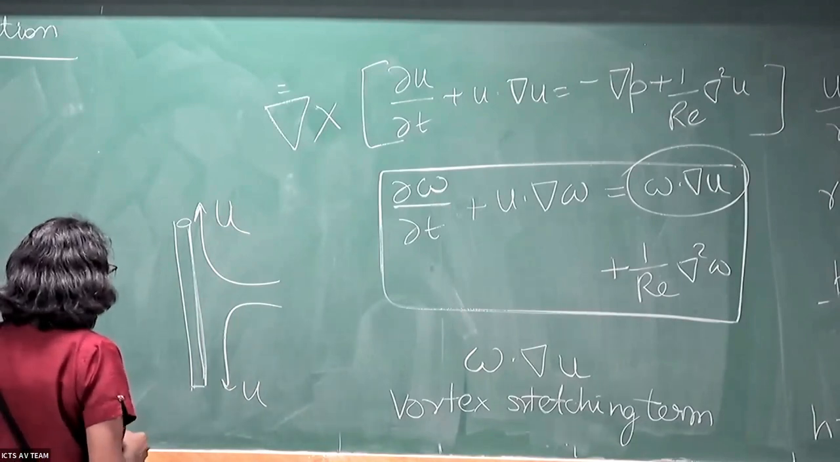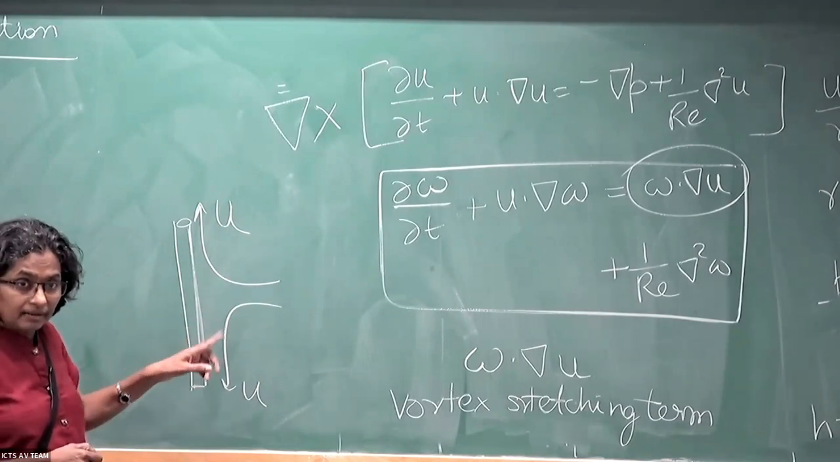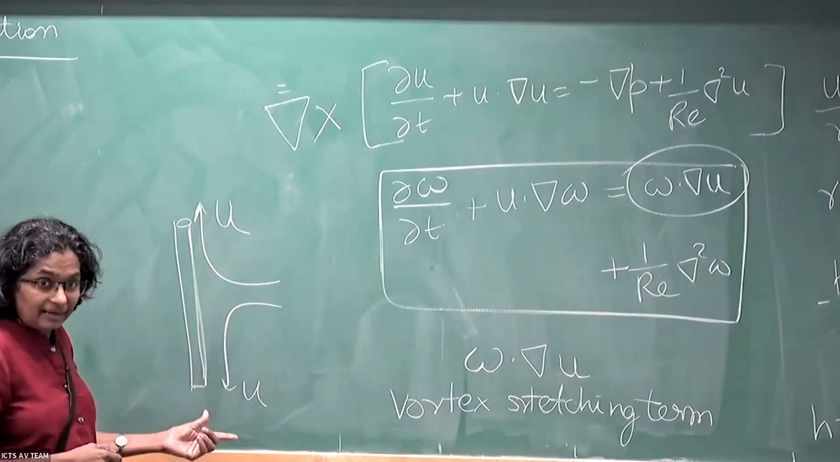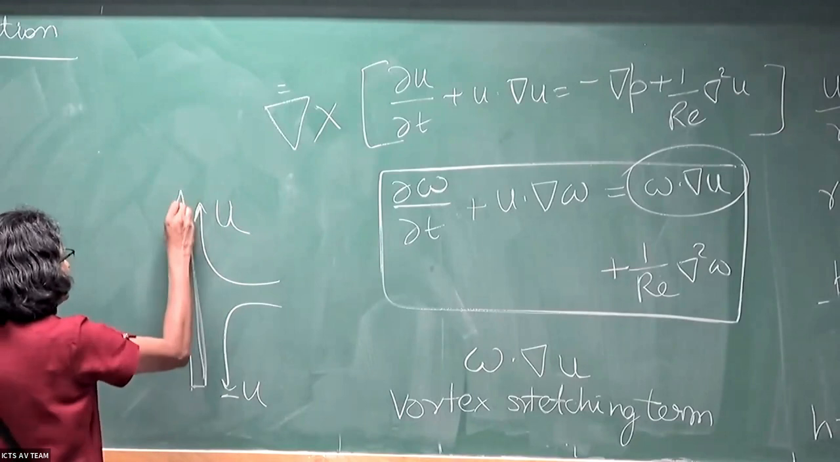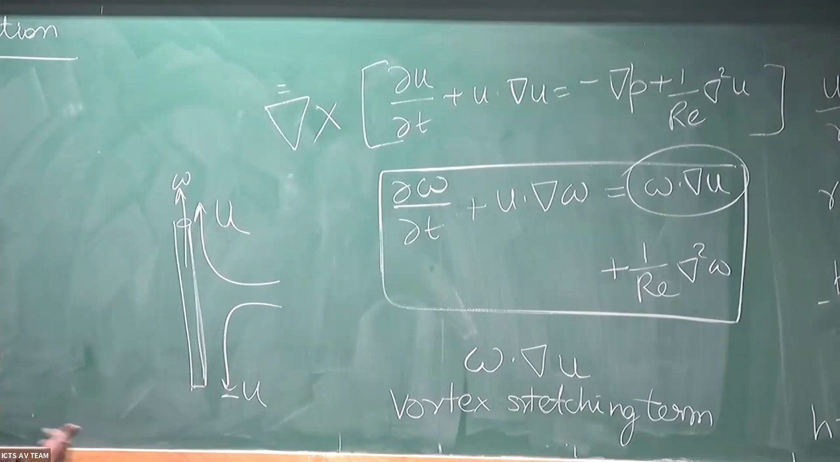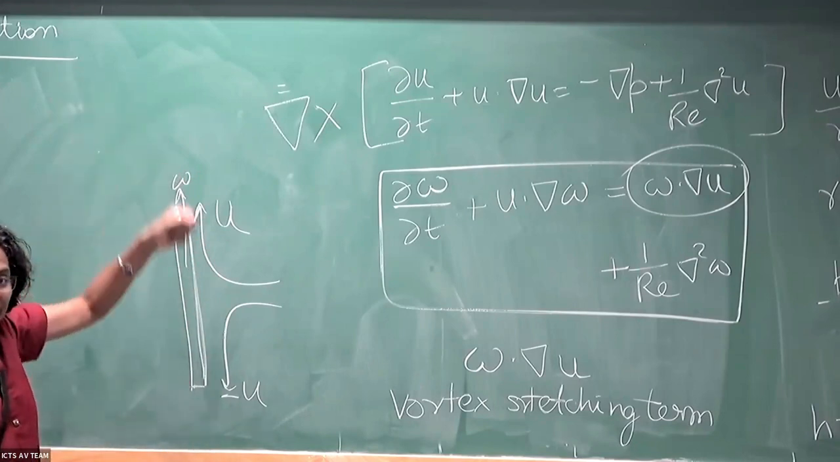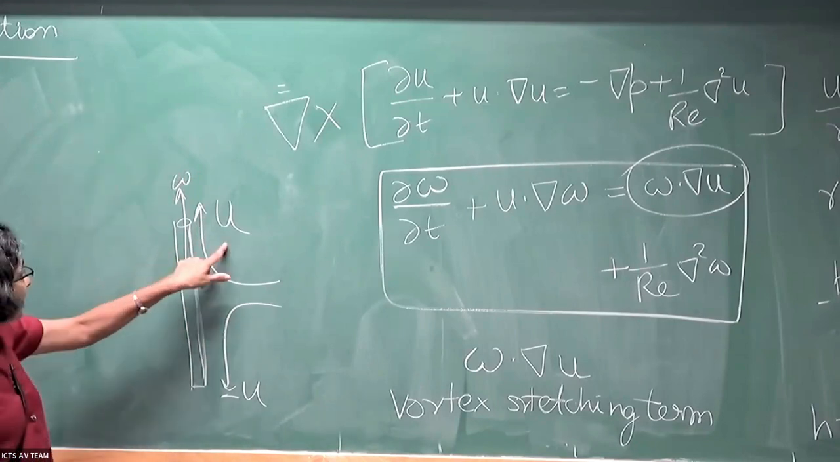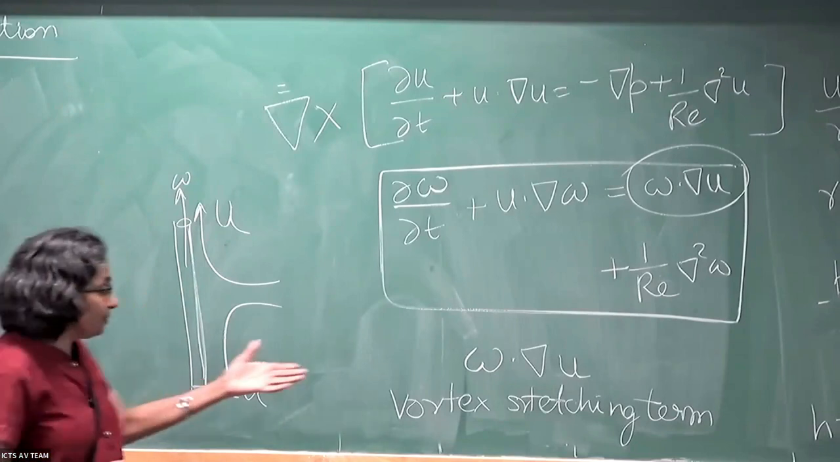So in this line, which way is grad U? Perpendicular. Grad U is in this direction, right? There's a minus U here and a plus U here. So there is a gradient of U in that direction. And the omega is also in that direction, because the rotation is in the plane perpendicular to the omega. So the rotation is in this plane, the omega is pointing that way. And let's say there is an outside flow which is pointing like this. It's stretching the vortex, right? So there is an omega dot grad U because grad U is in that direction. It's stretching the vortex.